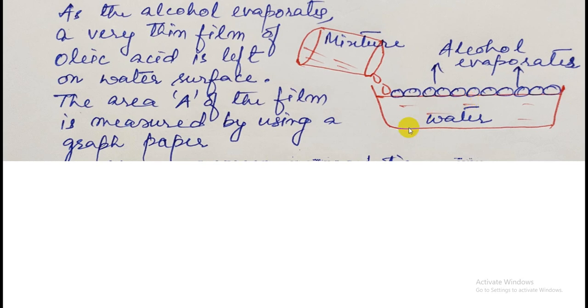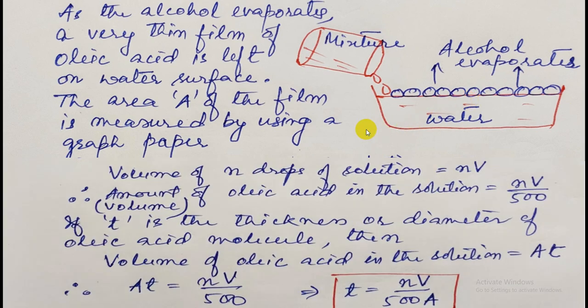Alcohol has evaporated. Now if we consider that n drops of mixture have been poured, the total volume of mixture which is poured is nV, where V is the volume of each single drop. So the total mixture has a volume of nV. Now out of this total volume, if we want to find the volume of the oleic acid, it is 1/500 times nV. So we have written here nV by 500. nV is the total volume, so 1/500 of nV gives the volume of oleic acid. So I think up to this it is clear.